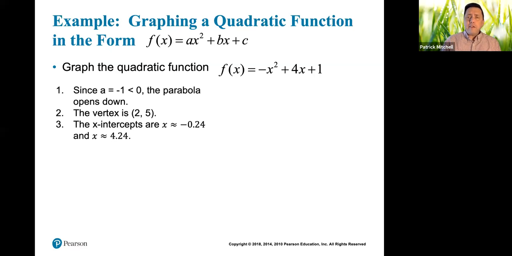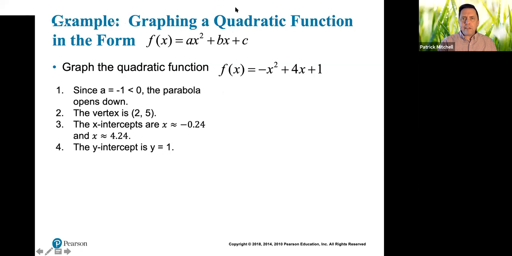Okay, the x-intercepts in this case come out to be nasty numbers. You see them right there, approximately negative 0.24 and approximately 4.24. Those come from the quadratic formula. This one, I think, you might be able to see just by looking at the function. If you replace x with 0, this term goes away, this term goes away, you're just left with the 1. All right, so let's switch over to the tablet and look at steps 2 and 3 this time.